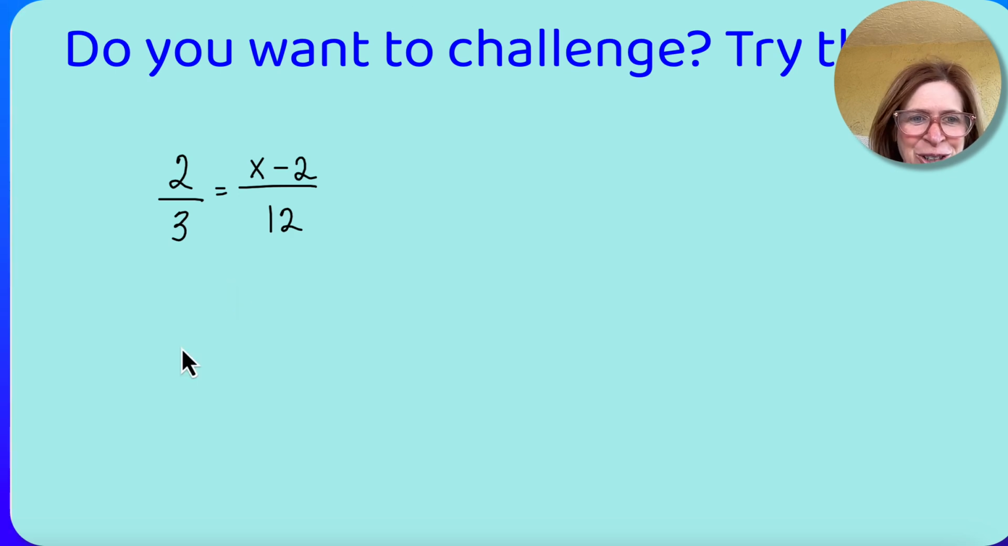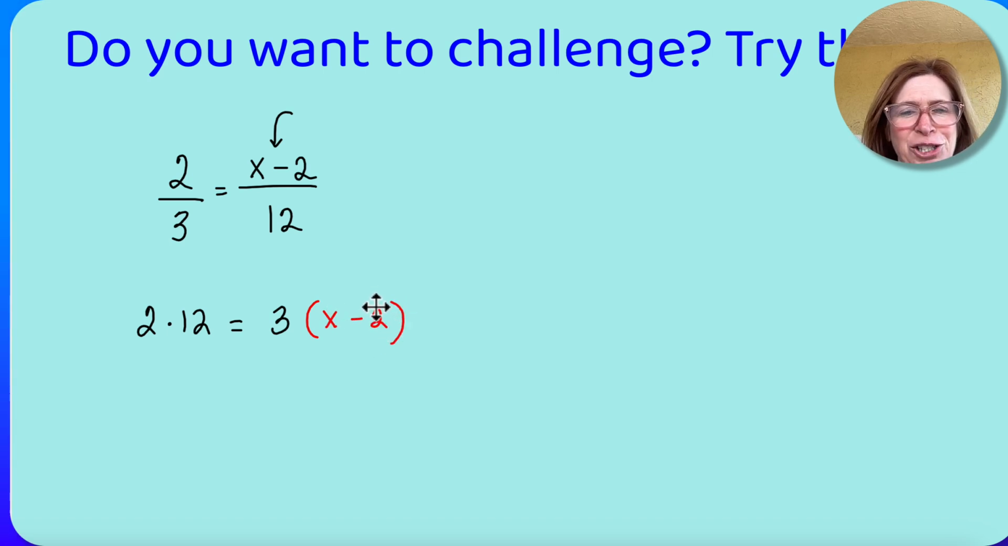All right, so hopefully you tried it and you saw that you couldn't simplify 2 over 3, and so you did the cross product. So that would be 2 times 12 equals. Now, here's the hard part. When you multiply 3 to an expression that has addition and subtraction in it, you do want to put that expression, the one in the top, in parentheses. Because I need to multiply that 3 to both parts of the expression, and the parentheses will help me see that I need to use the distributive property.